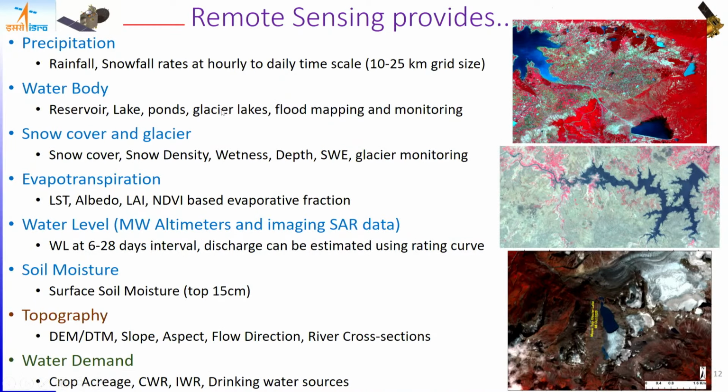So, from the water sources, as I told, we study the precipitation, whether it is snowfall or rainfall. The water body mapping: the reservoirs, lakes, or during the flood seasons, the snow cover and the glaciers, including the parameters evapotranspiration, which uses various combinations of land surface temperature, albedo, LAI, the water level from the microwave based altimeters or the imaging SAR data at various temporal resolutions, the soil moisture using microwave remote sensing, both active and passive, topography from photogrammetry, radargrammetry, and the associated parameters, and the water demand, that is the total crop acreage, crop water requirement, irrigation requirement, and also the drinking water sources.